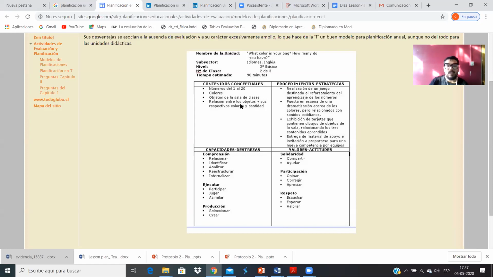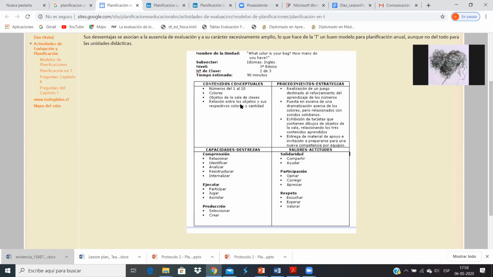Then you go into skills. So are they going to identify? Are they going to analyze? Are they going to practice? What are they going to do? And then you go into the attitudes. The participation, respect, I don't know, sense of community, whatever.